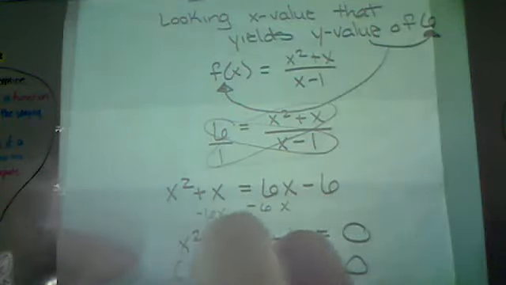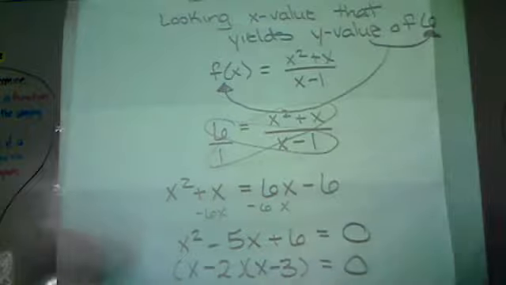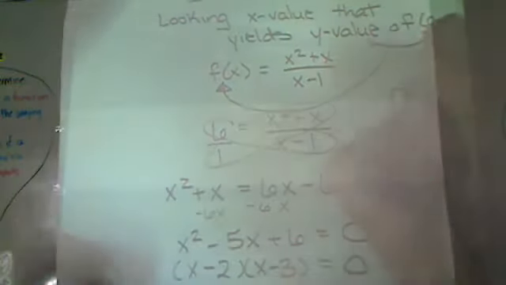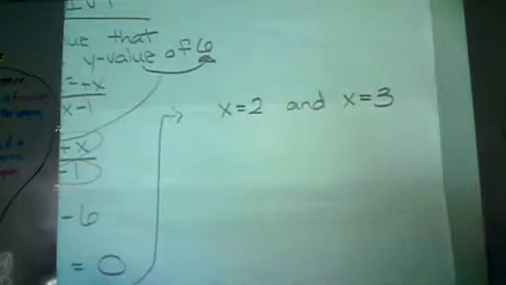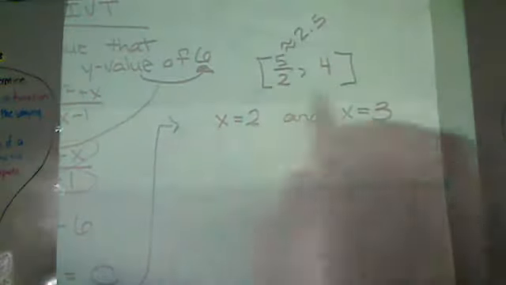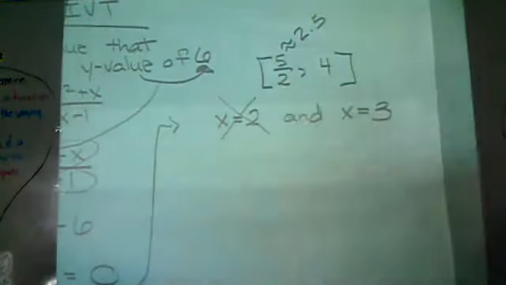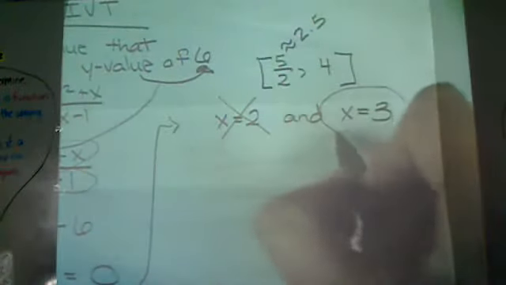I get (x minus 2)(x minus 3) equals 0. So my two solutions are going to be x equals 2 and x equals 3. Recall though, we have an interval of 5 halves to 4. And 5 halves is roughly 2.5. So I cannot use x equals 2 because it's not within my given interval. So this must be my answer.